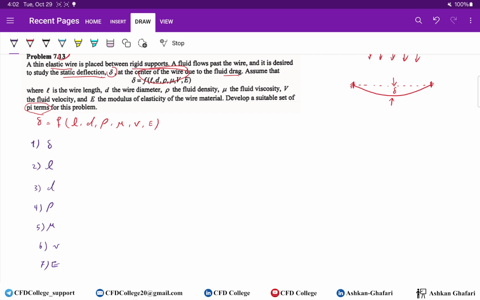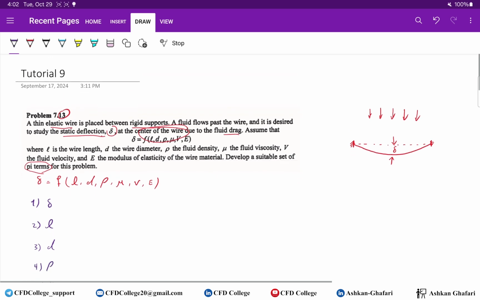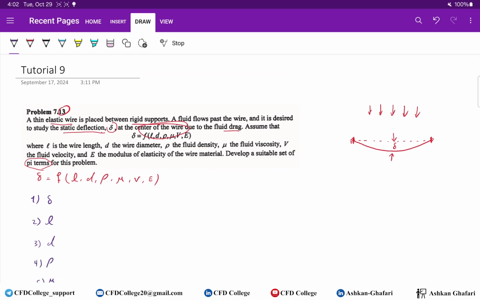And now we should write down their units. As you know, we have some fundamental units. For example, for length is L. For time is T. For velocity is length over time. What else do we have? For force, we have F. So you can make a list of various things.